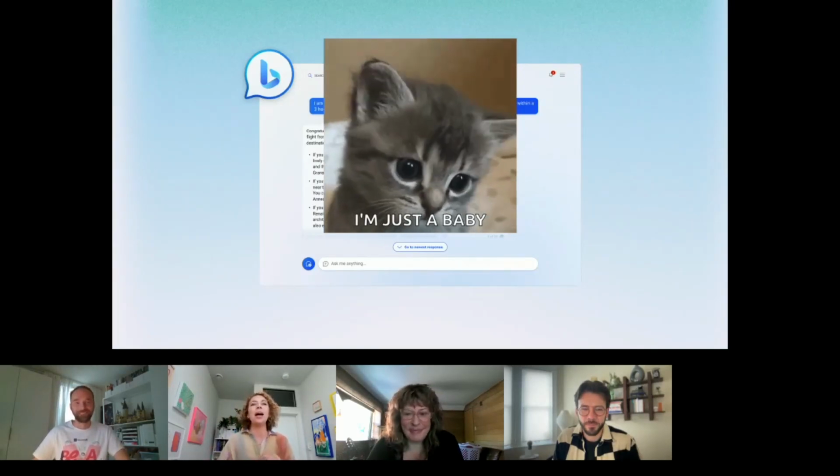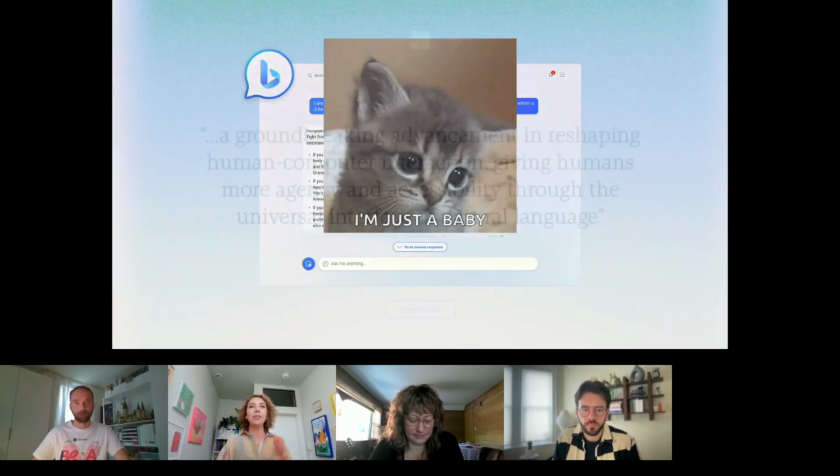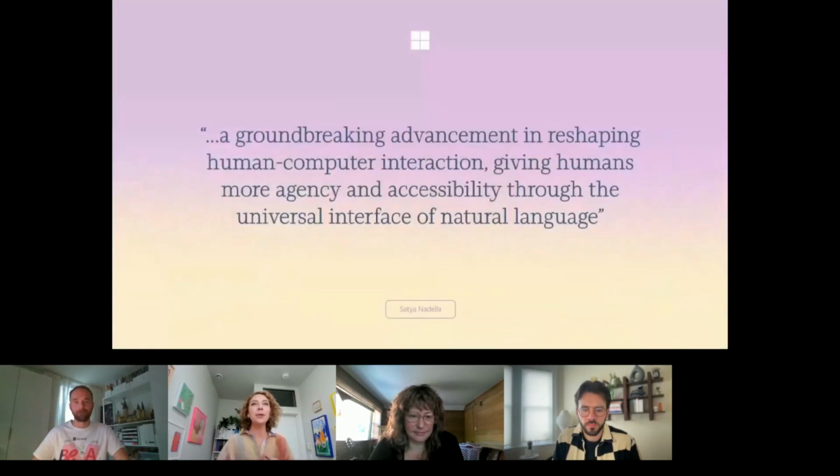And so we also had this directive from our CEO. He told everyone, "This is a groundbreaking advancement in reshaping human-computer interaction, giving humans more agency and accessibility through the universal interface of natural language." And I'm back in that classroom in high school, and I'm like, what does this even mean? What do we do? I don't know what this means. But gosh, groundbreaking, humanity, these are all big things if it's true.